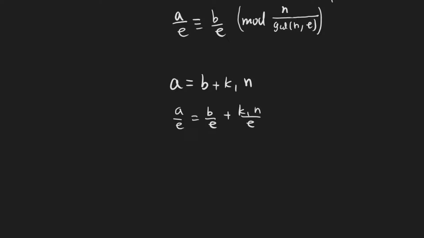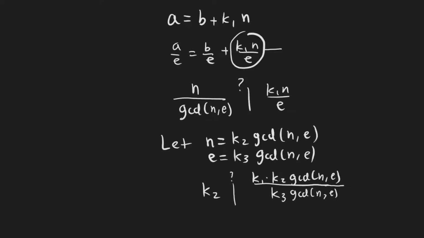And we want to show that if we divide both sides of this equation by E, so we get A over E equals B over E plus k1 times n over E, then this part of the equation is a multiple of our modulus up here. In essence, we want to show that n over the greatest common divisor of n and E divides k1 times n over E.